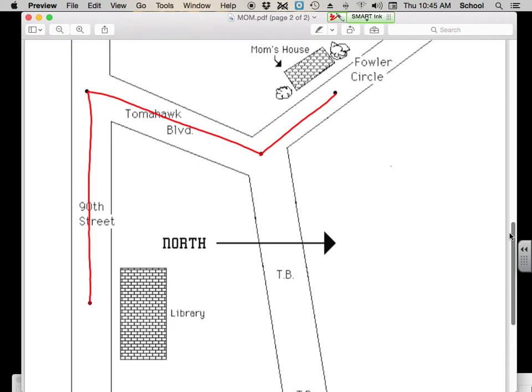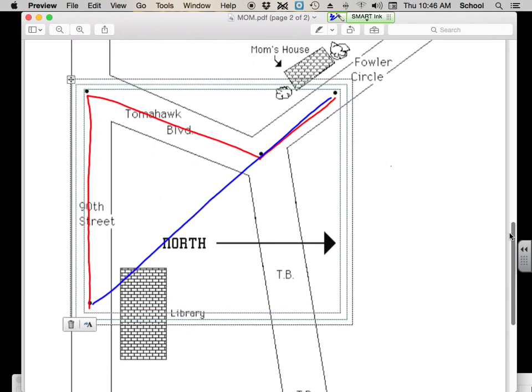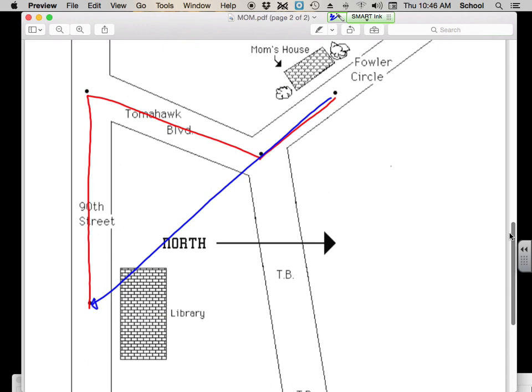That would be the distance. But if I ask what is the displacement from Mom's house to the library, then we're going to pretend that my mom is a wild off-roader, and she's just going to go in a perfectly straight line from there to there. That would be the displacement. Mom doesn't really do that. There are people who live here, and that would be bad. But if you want to find the displacement, you would travel in a perfectly straight line from start to finish.